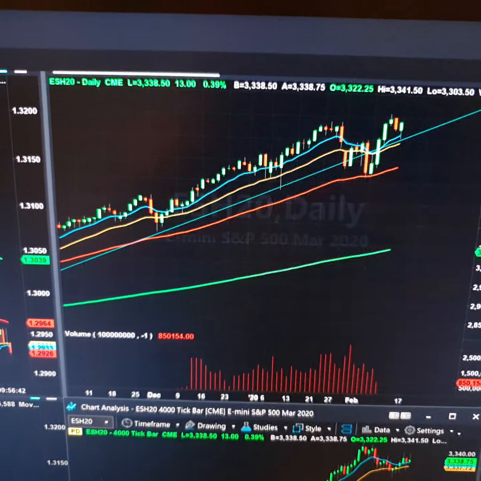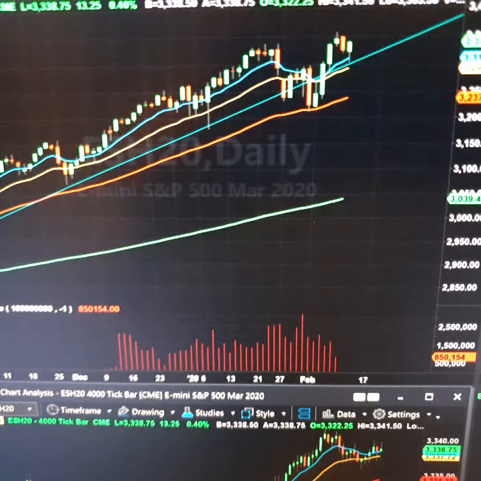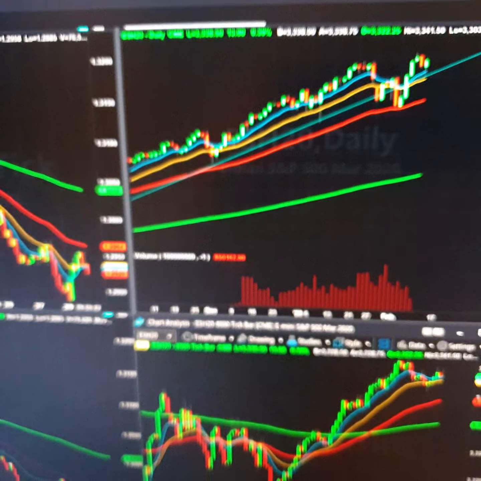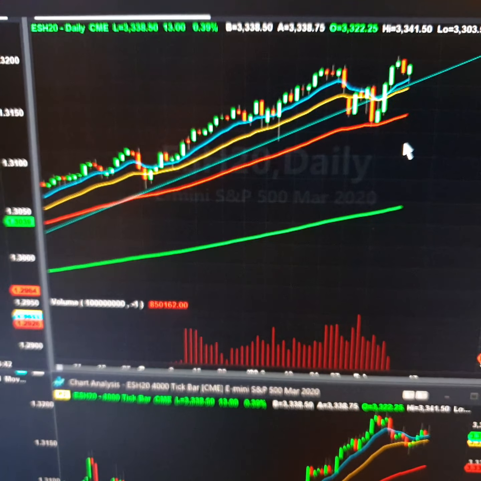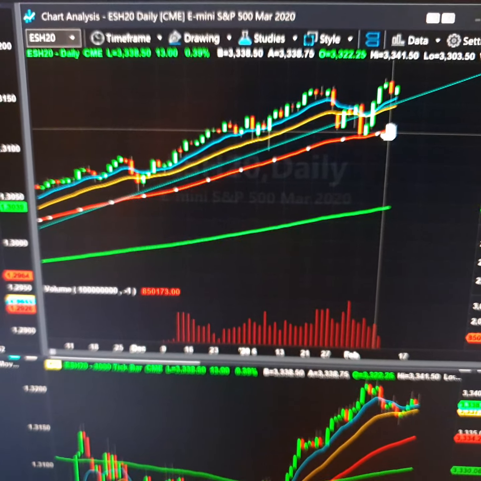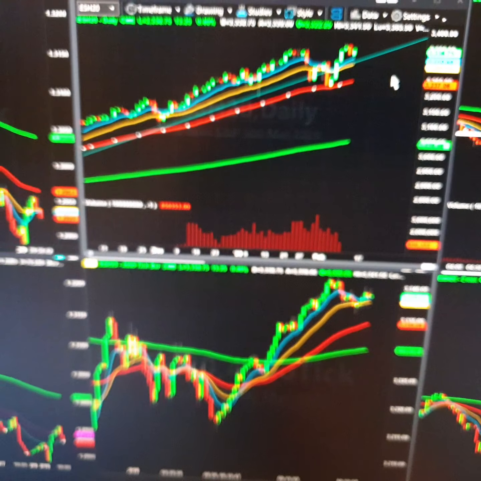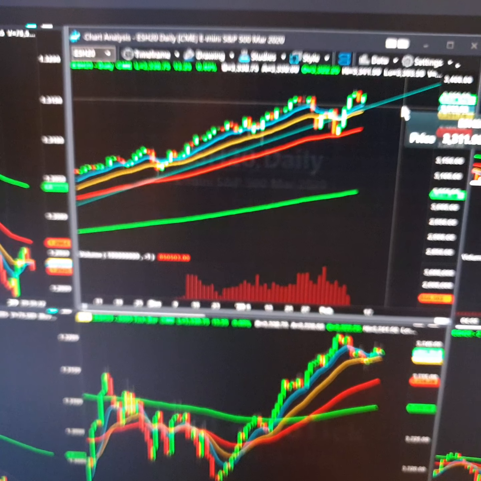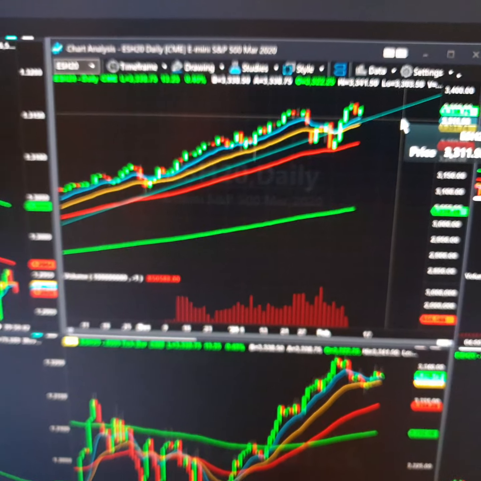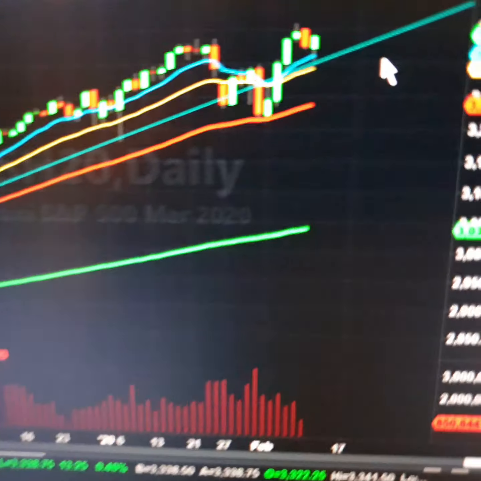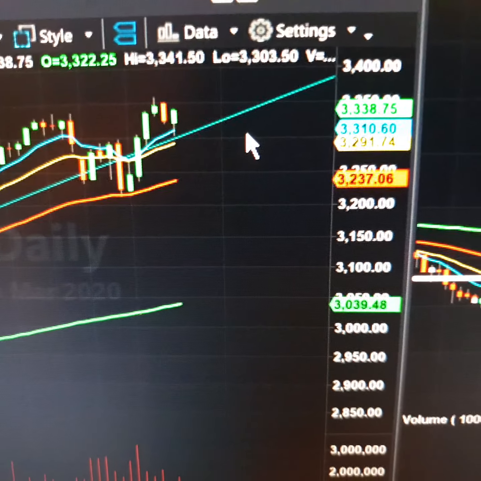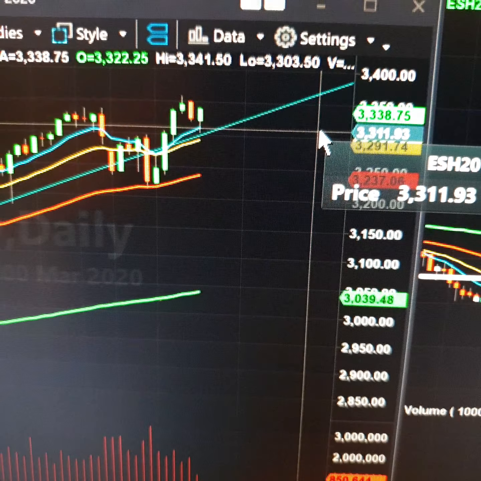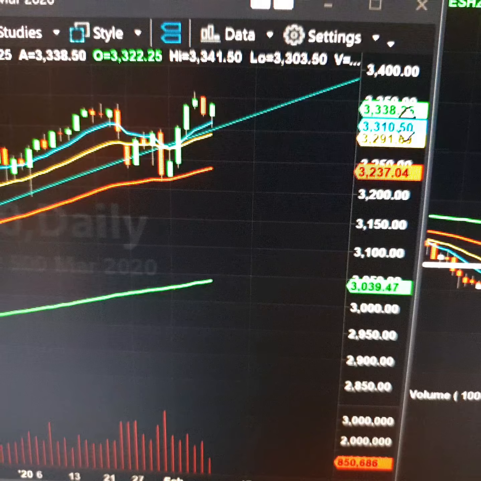You want to look at the daily first. You want to see the bigger picture, right? And if you see here, it's inside the previous day's range. At first it went down to this moving average, around 3311.93. There's the moving average, if you can see those blue lines, at 3311 or 3310.50.